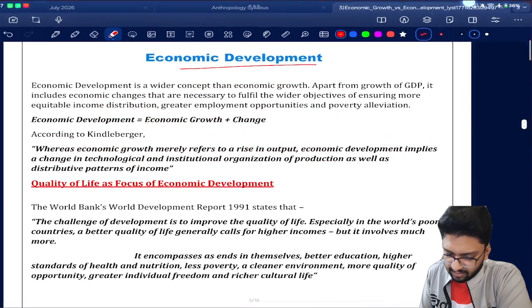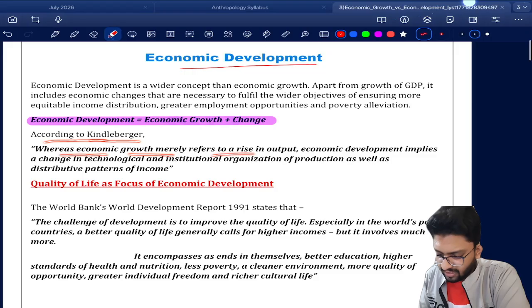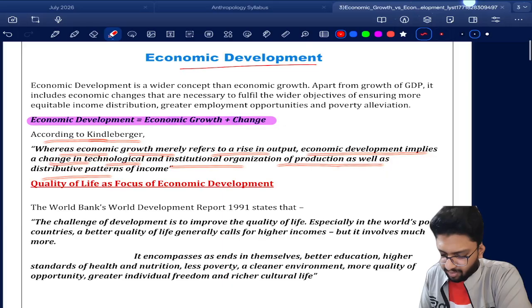Economic development is equal to economic growth plus change, according to Kindleberger. Whereas economic growth merely refers to a rise in output, economic development implies a change in technological and institutional organization of production as well as distributive patterns of income.